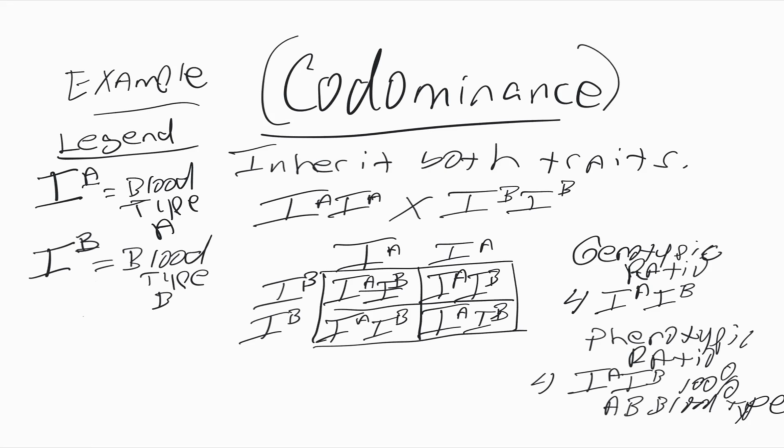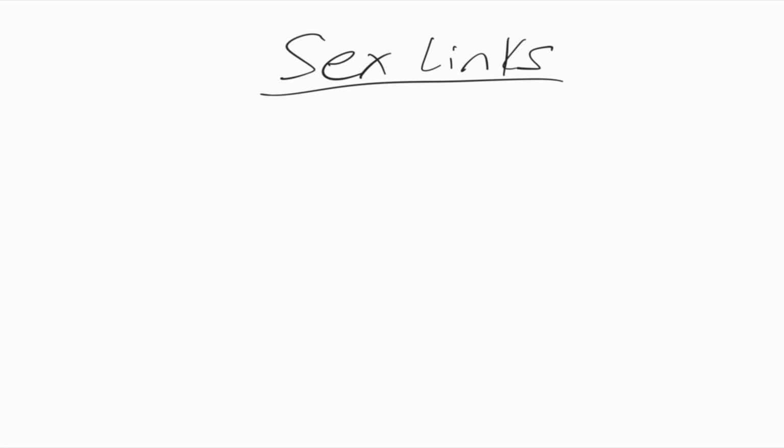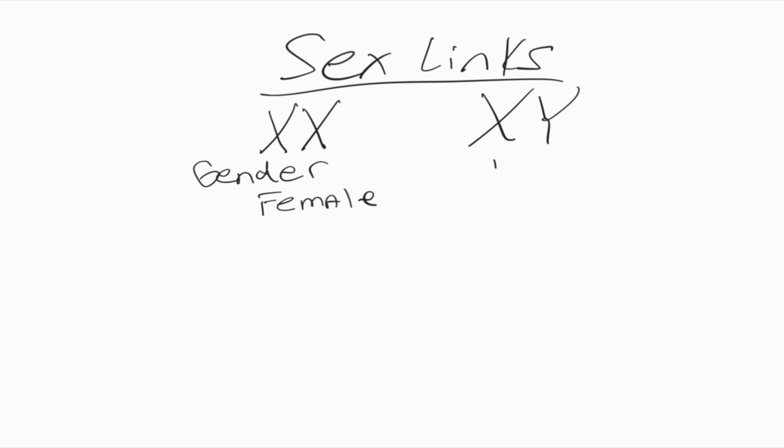Codominance: inherit both traits. Here is your example. Sex-linked traits: if you turn your worksheet over to the very back, you'll see a karyotype of chromosomes. Chromosome pair number 23 determines the gender of the offspring. Capital X, female. Capital X and Y, male.